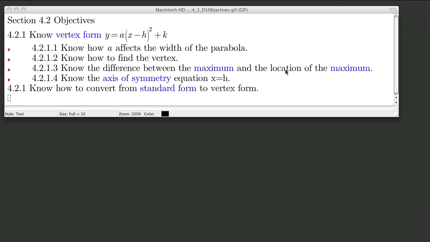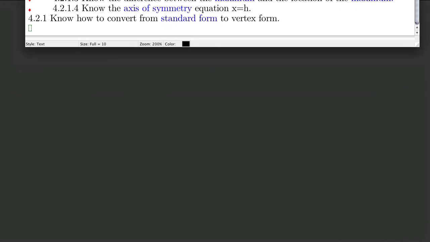The objectives for section 4.2 are mostly involving this vertex form. You'll have to know what vertex form is, how a affects the parabola, where the vertex is, how to find the maximum or the minimum, what the axis of symmetry is, and how to convert from standard form into vertex form. So the first thing we'll do is look at how a affects a parabola.